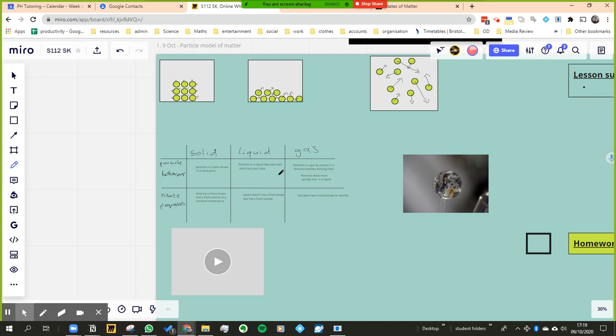Part of the particle model of matter is something called kinetic theory. And actually, what I've been talking about so far is mainly just the kinetic theory aspect of it. So how particles behave in terms of their movement, their kinetic energy.